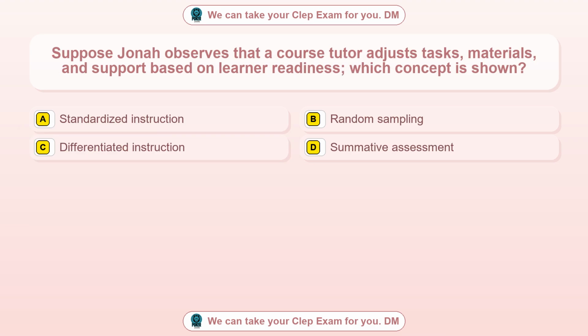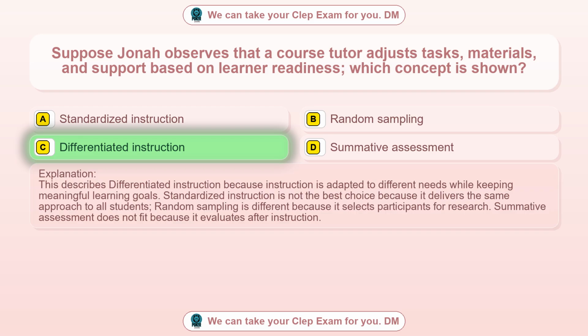Question 50. Suppose Jonah observes that a course tutor adjusts tasks, materials, and support based on learner readiness. Which concept is shown? Option A, standardized instruction. Option B, random sampling. Option C, differentiated instruction. Option D, summative assessment. The correct answer is option C, differentiated instruction.